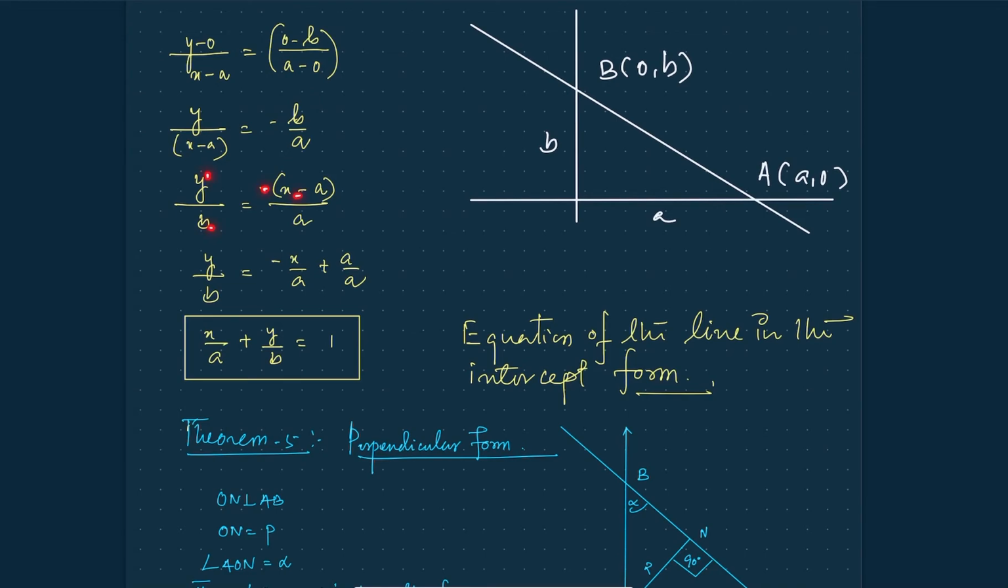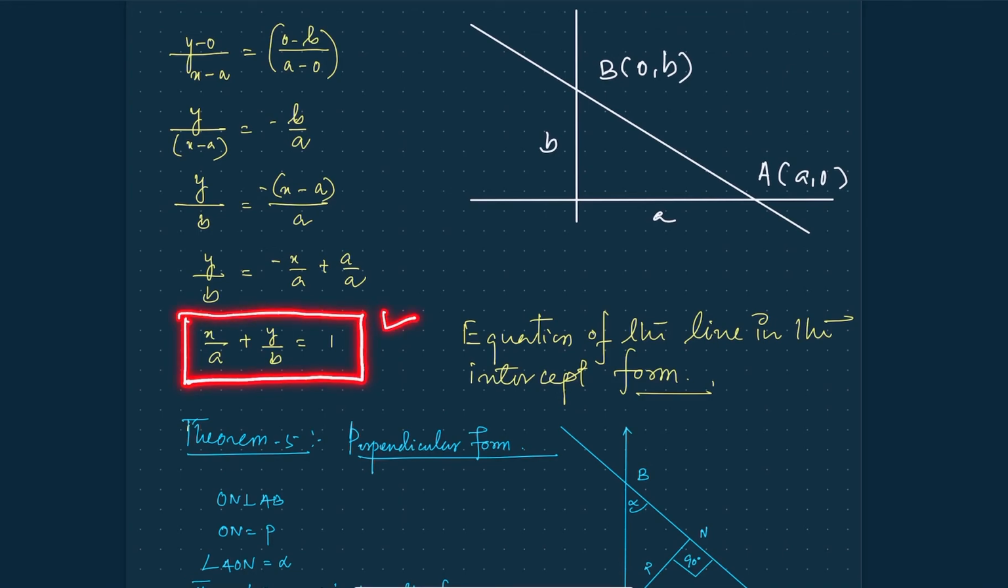minus of x minus a by a. Then y by b will be equal to, if you open the bracket, minus x divided by a, minus minus plus a by a. Now this minus x by a, if it comes to the left hand side, is going to be x by a positive, plus y by b. Now a by a is equal to 1, so this is the final answer.